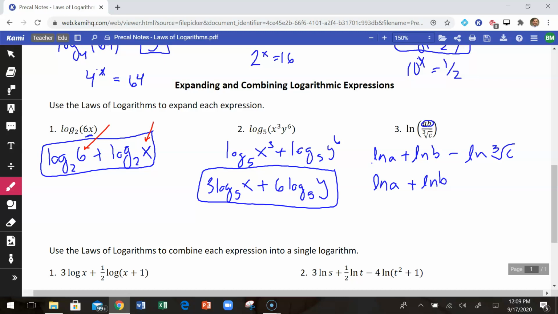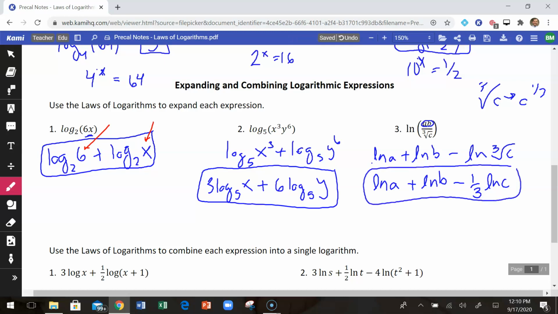So natural log of A plus natural log of B minus 1/3 the natural log of C. And again, that's because cube root is the same as 1/3 power, right? That's where we're going there. Cube root is the same as 1/3 power. So we are done with that one. Okay, so that's expanding them out.